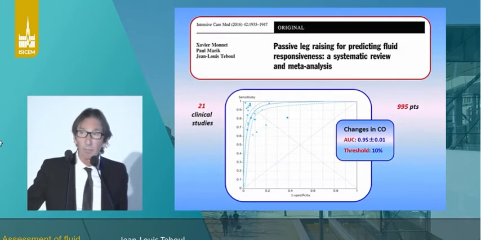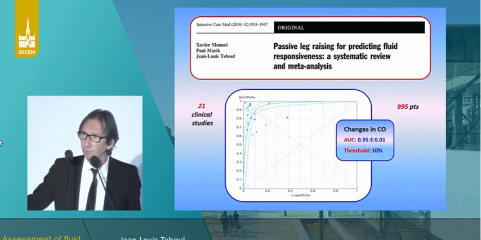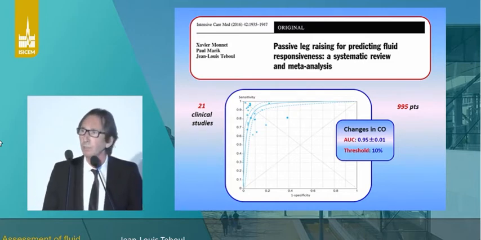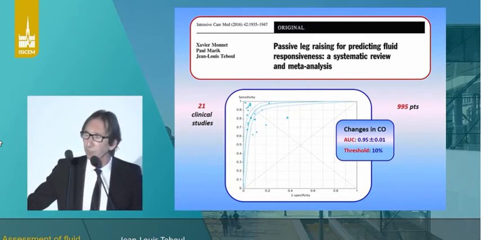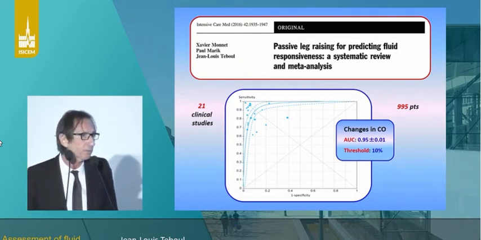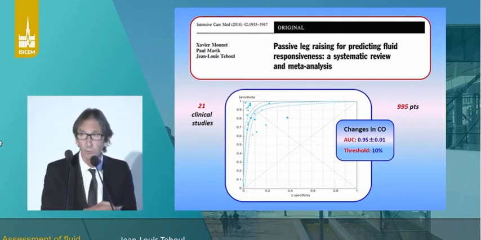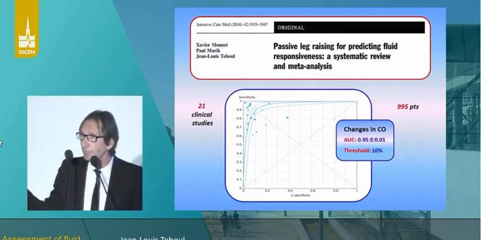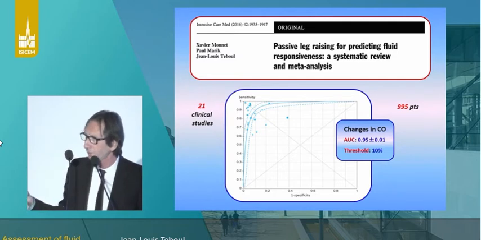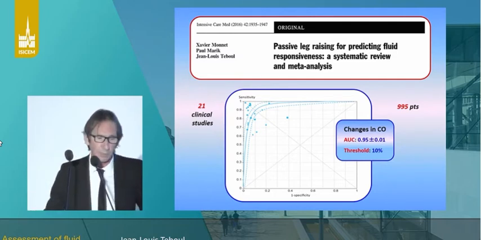This is a meta-analysis, old now, 2016, with Xavier Monnet, Paul Marik, where we included 21 clinical studies, all addressing the issue of prediction of responsiveness using PLR. Almost 1,000 patients were included. And you can look at the results. The summary area under the ROC curve was excellent, 0.95, to predict responsiveness.